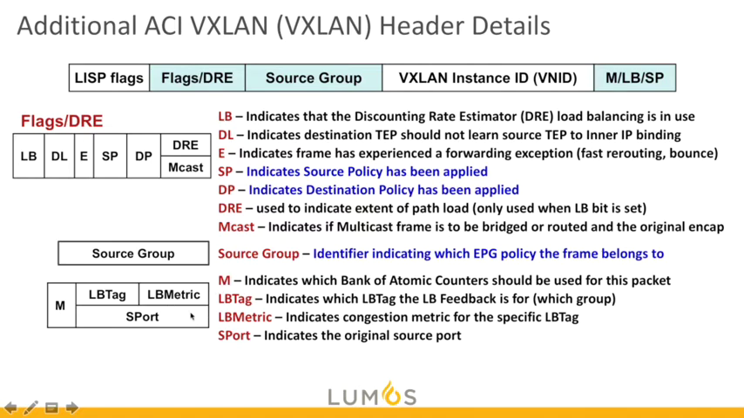The next set of flags after the VXLAN ID, M indicates which bank of atomic counters should be used for this packet. So this is a Cisco specialization. LB tag indicates which LB tag the LB feedback is for, which group. LB metric indicates congestion metric for the specified LB tag. And then S port indicates the original source port. So we'll talk about all these things a little bit later in this lesson.